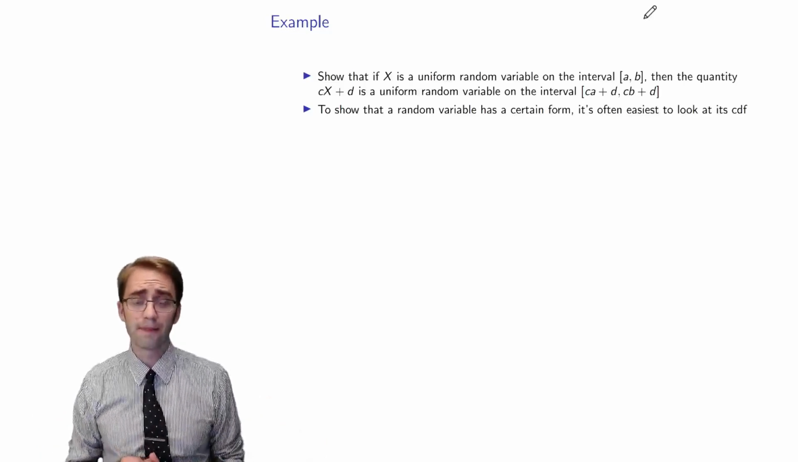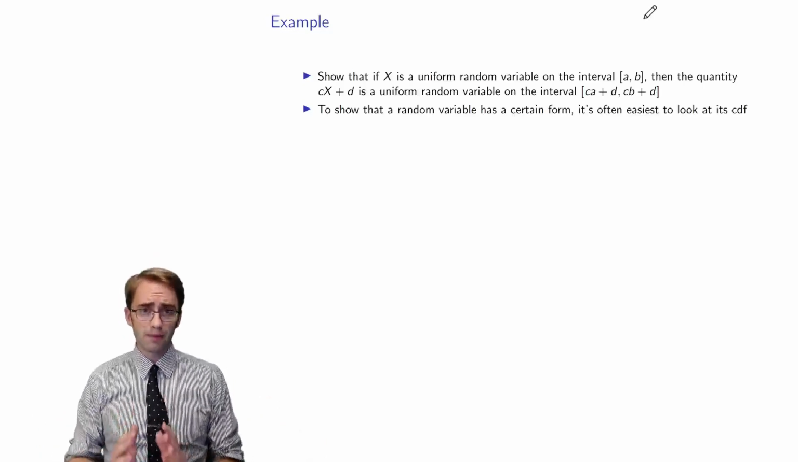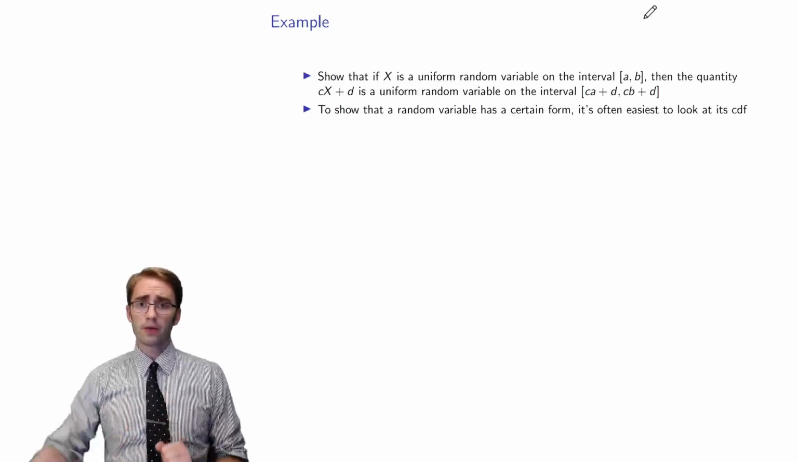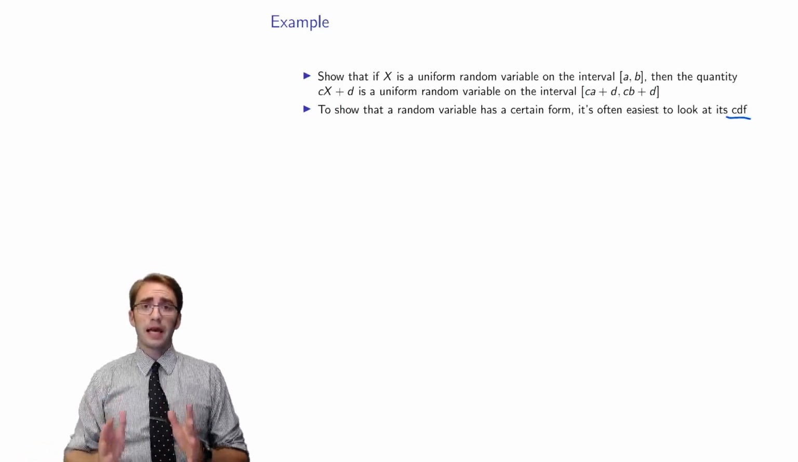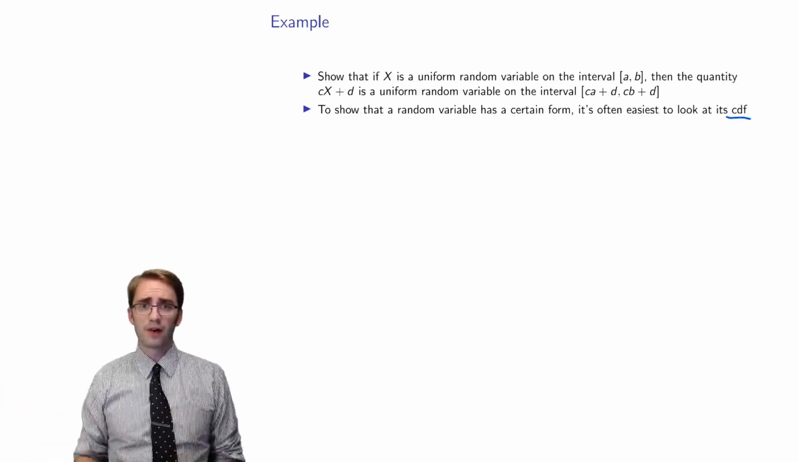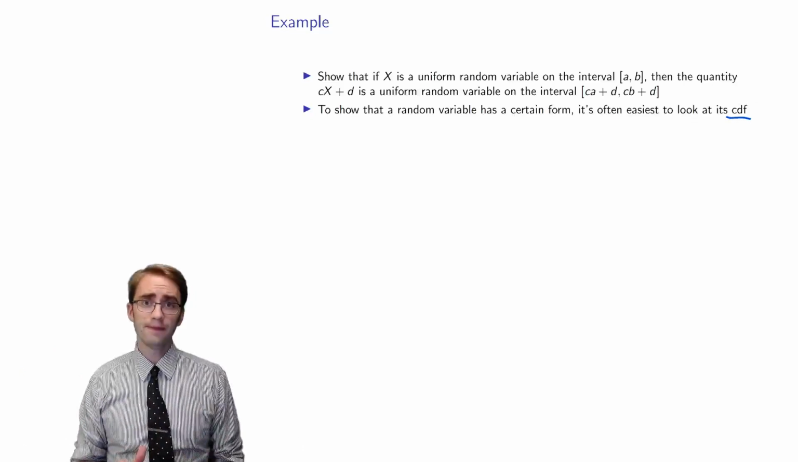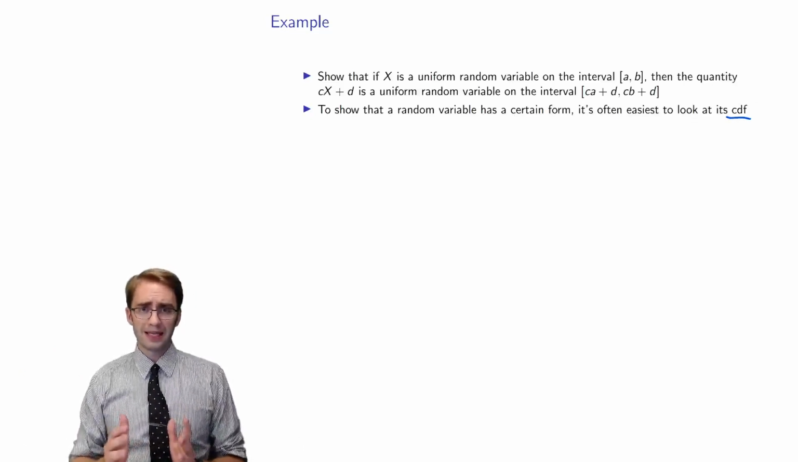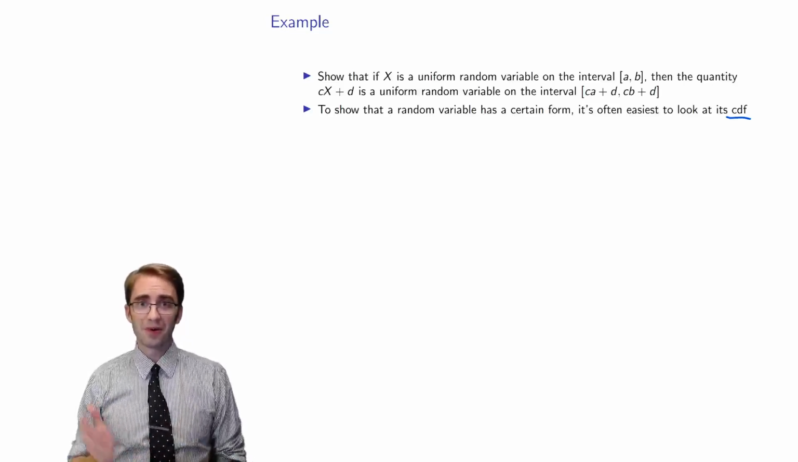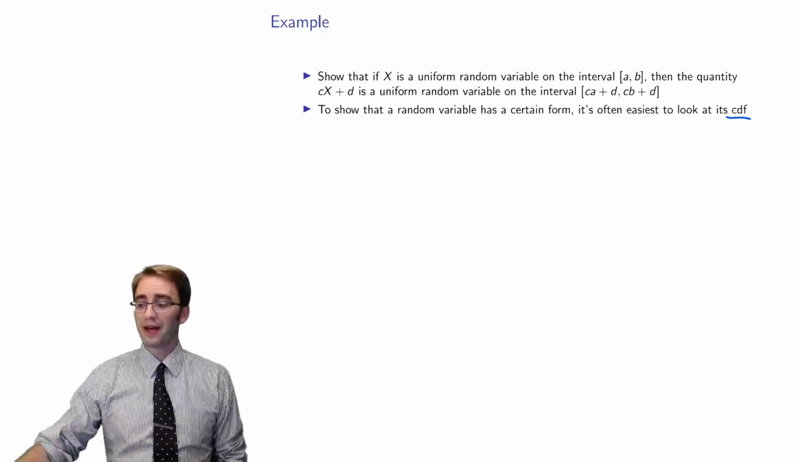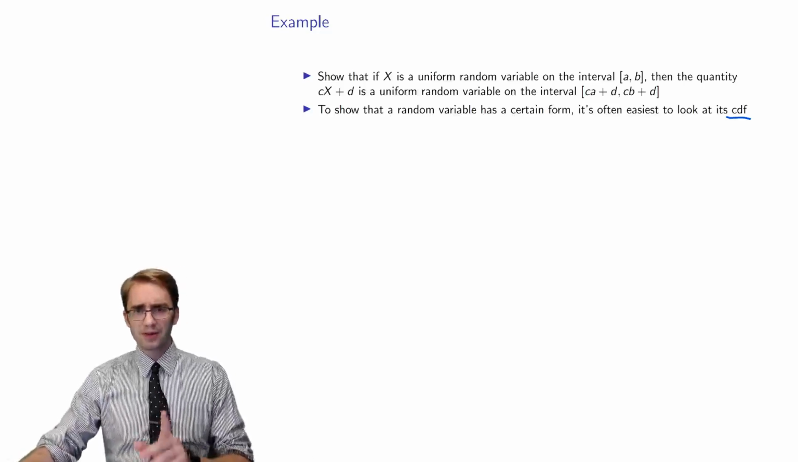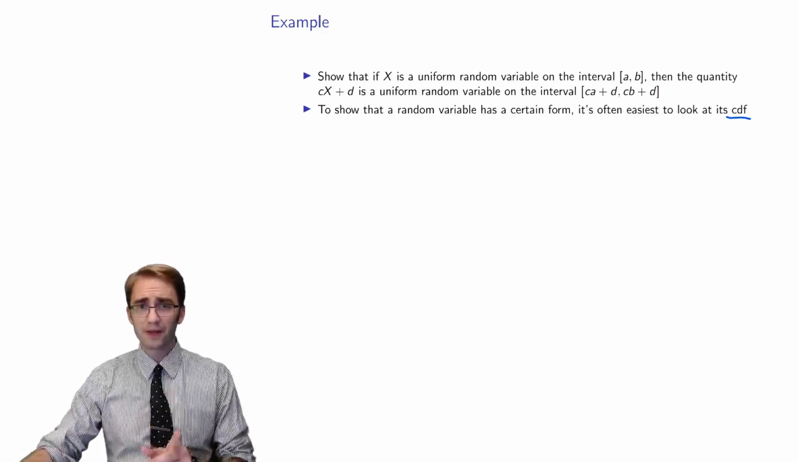I would say that almost always the way you're going to want to go about this is to look at the CDF. Whenever I tell you, show that this kind of random variable has this kind of distribution, what I almost always mean is calculate the CDF of the random variable we're interested in, and then show that the CDF has the form that we're looking for. This argument, when you see it the first time, is probably going to confuse you a little bit.